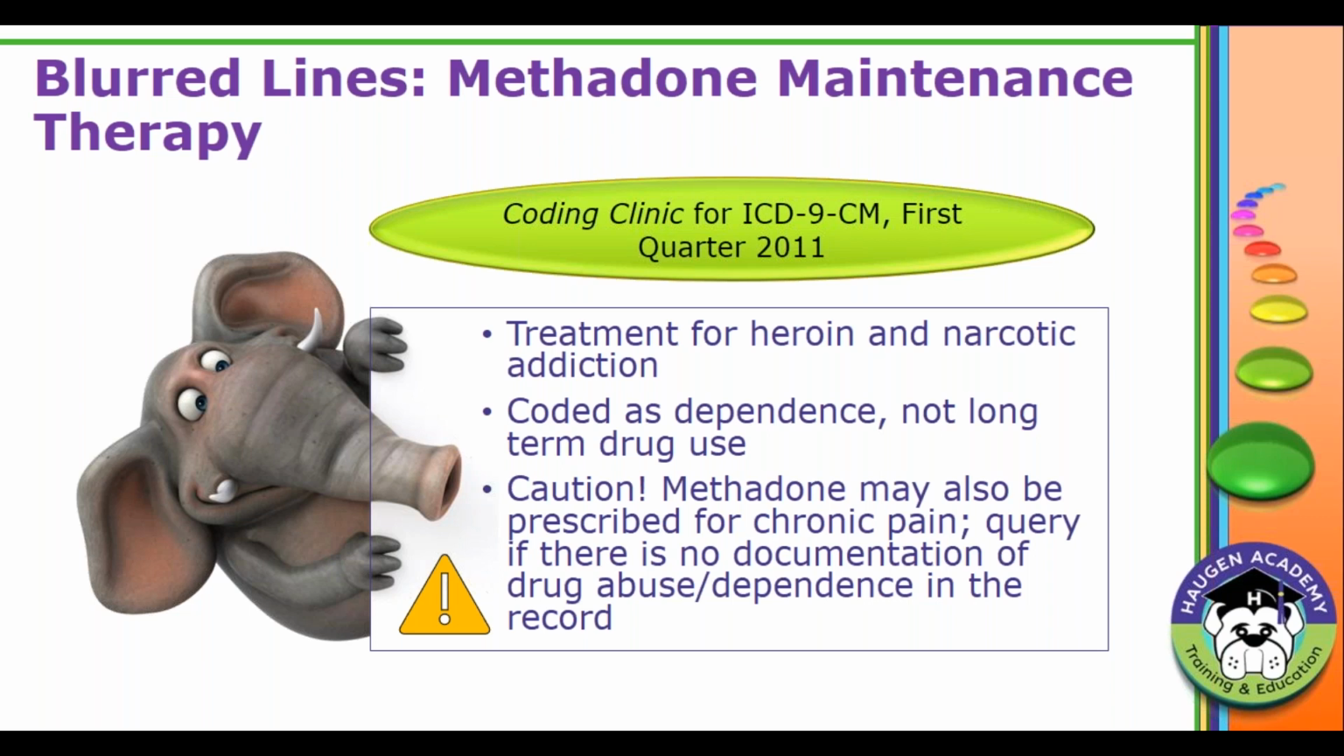And in that situation, you can certainly set a facility coding guideline. If you have a patient who's on methadone maintenance therapy for chronic pain without dependence, you might consider adding a long-term use code. That's kind of up to you.